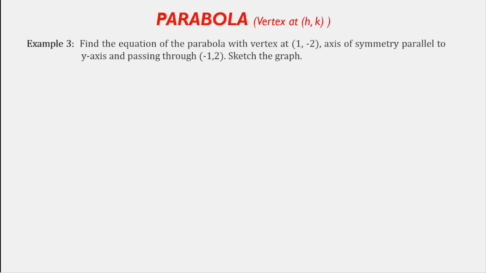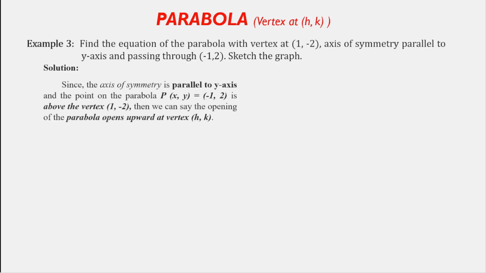Let us have an example. Find the equation of the parabola with vertex at coordinate (1, negative 2), axis of symmetry parallel to the y-axis and passing through the coordinate (negative 1, 2). Sketch the graph.